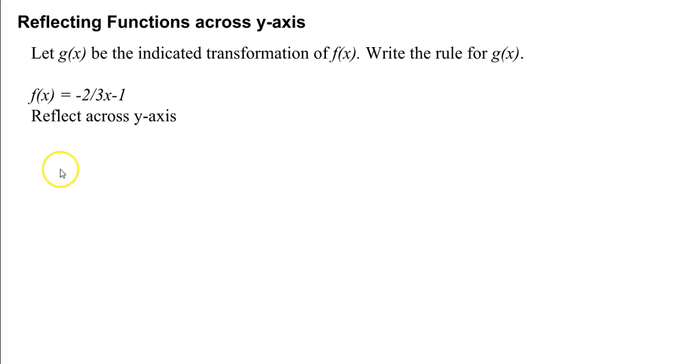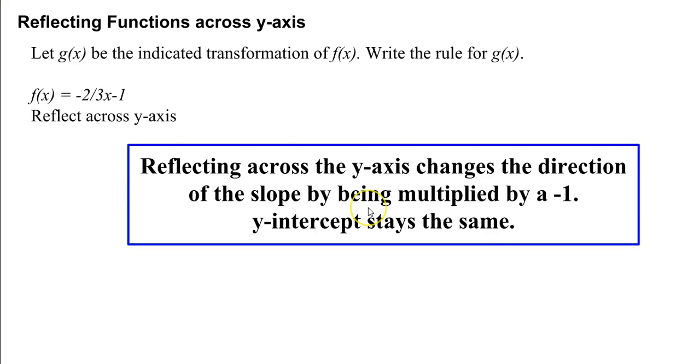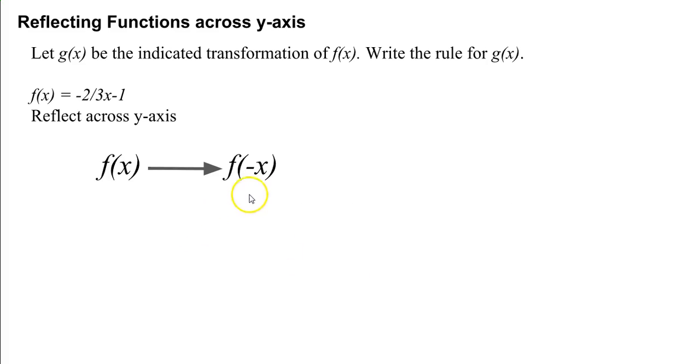Now, reflecting across the y-axis changes the direction of the slope by multiplying it by a negative 1, and the y-intercept stays the same. So multiplying our slope by a negative 1 is the same as multiplying the x value by a negative. And so this function, f of negative x, is equal to our new function, which is going to be g of x. And then we're going to plug in our original function, negative 2/3 x minus 1, into this negative x.